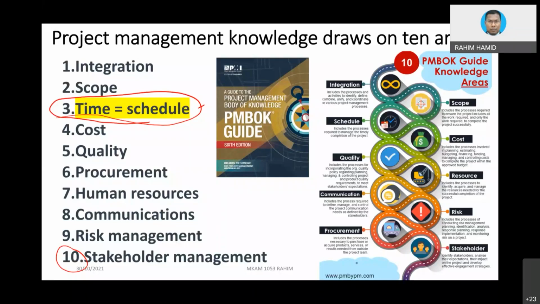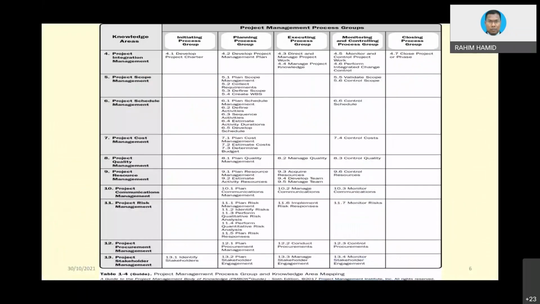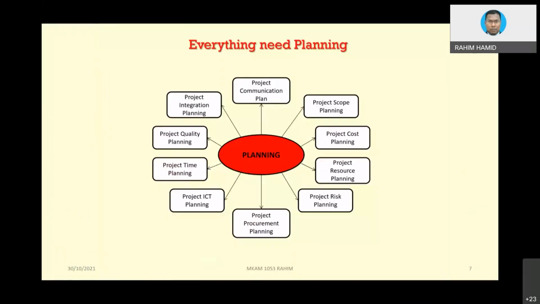Now let's take a look at all these elements. There are 10 areas there, from 1 until here. And you notice planning is mentioned in all those areas. What does that mean? Meaning to say, everything basically needs planning.